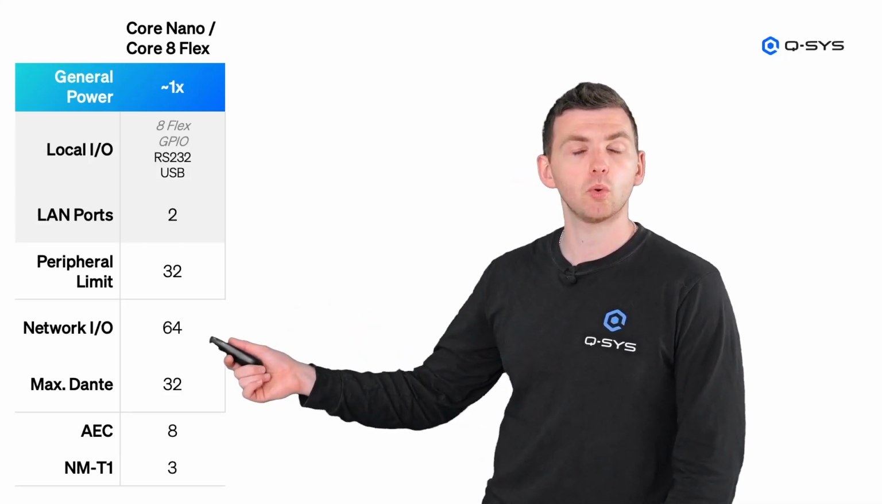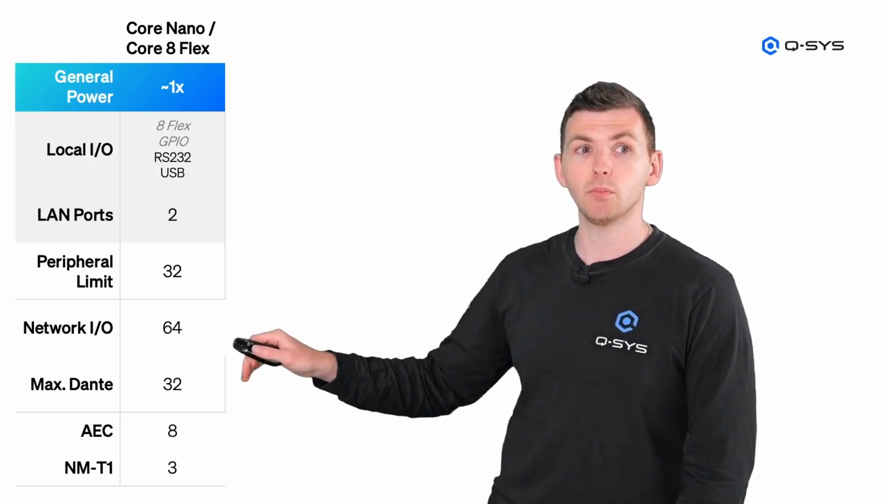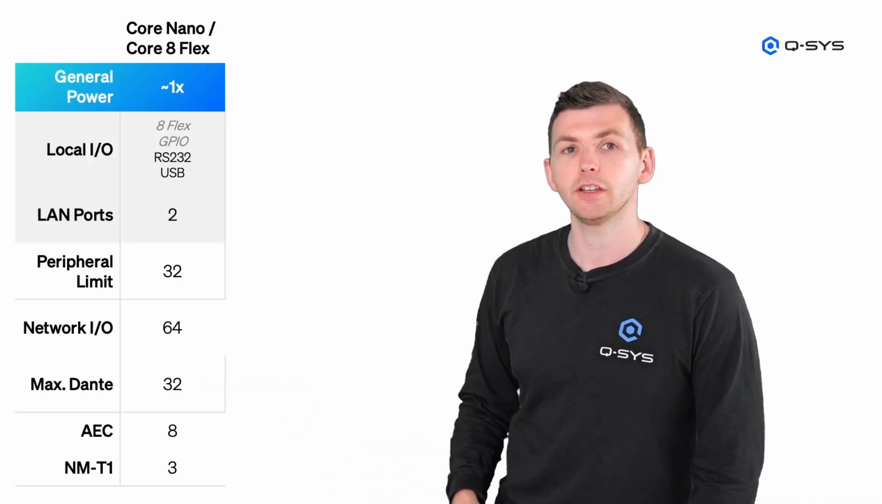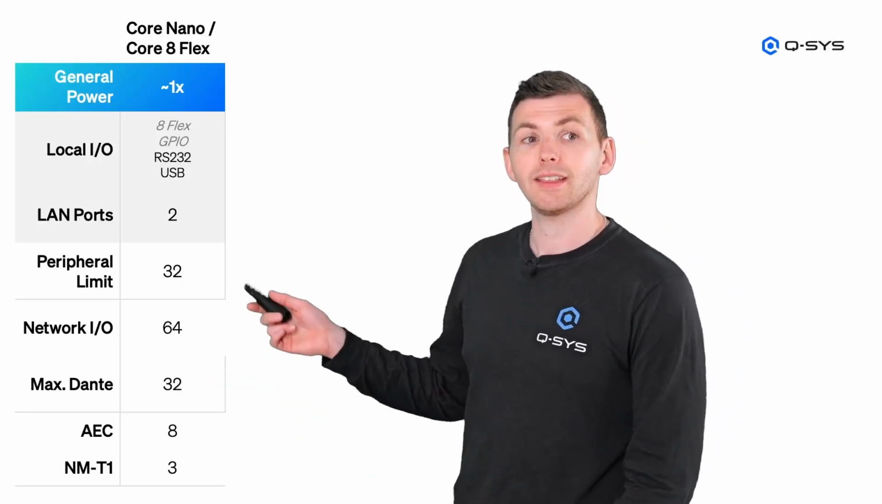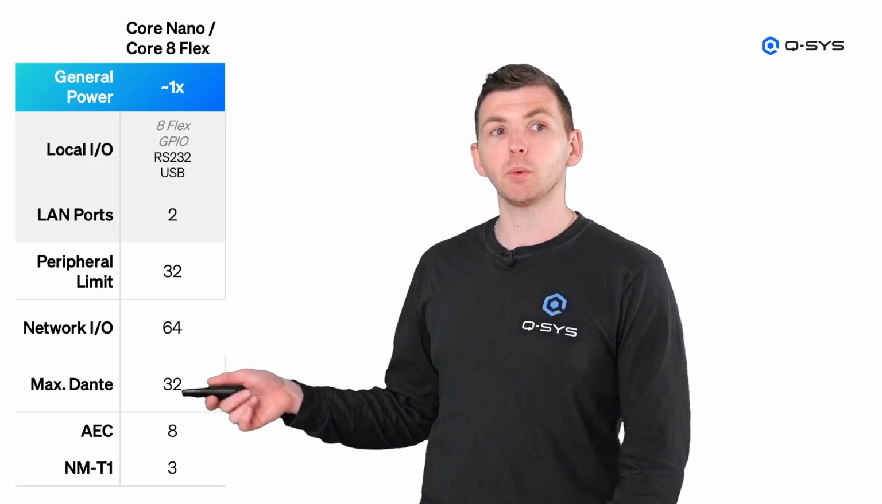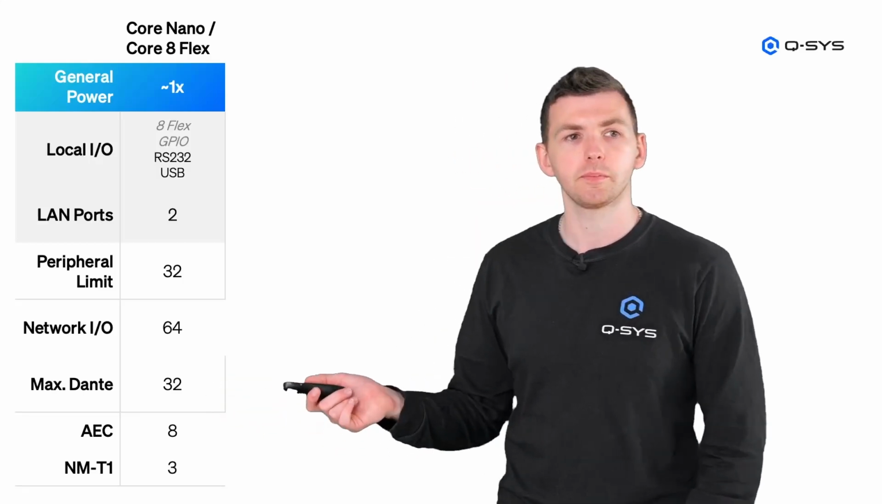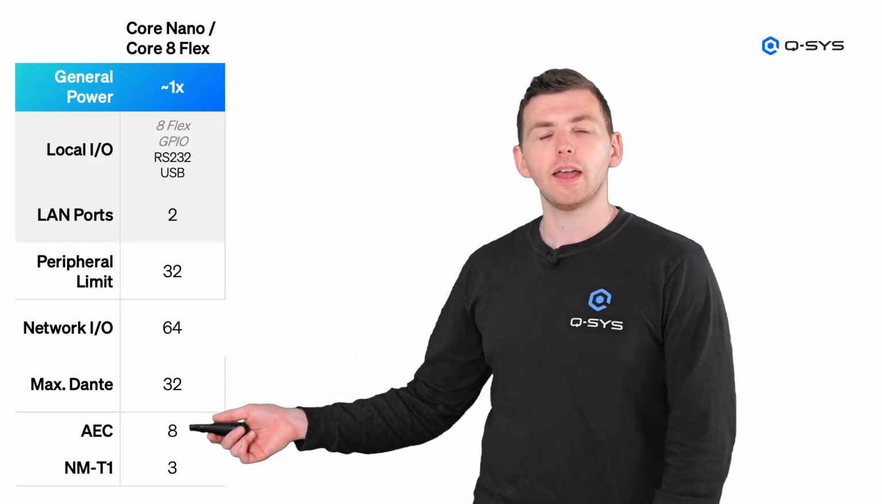64 channels network audio I/O. That's going to be more than enough. Maximum 32 Dante channels. They include 8 Dante channels. If you want to upgrade that, you can with software. And then here we've got echo cancellation.